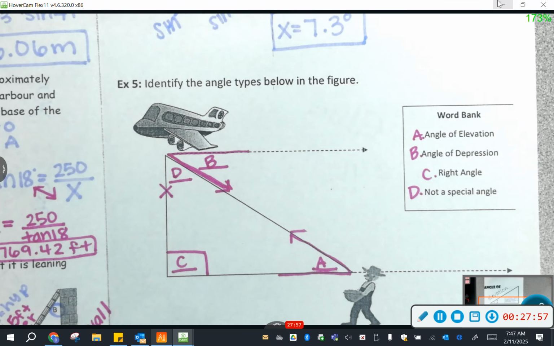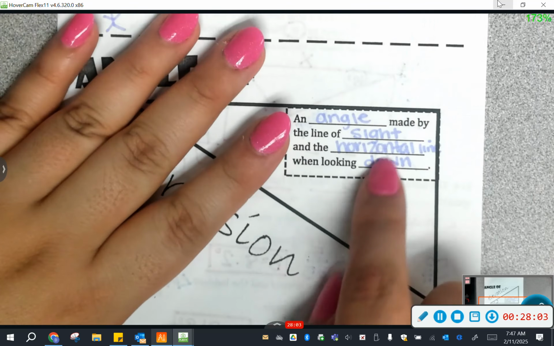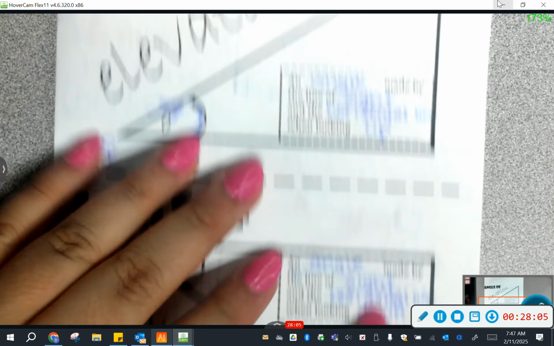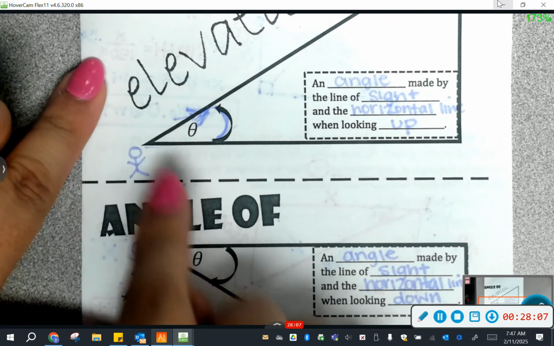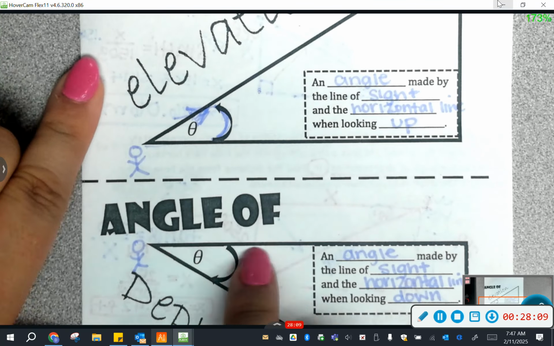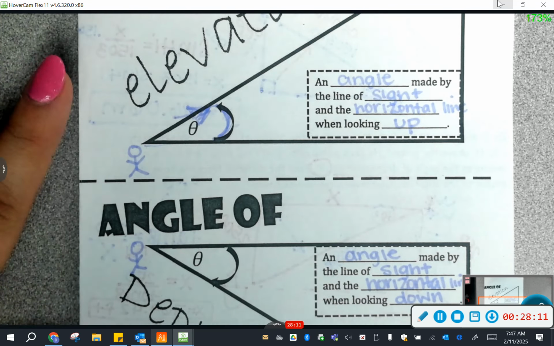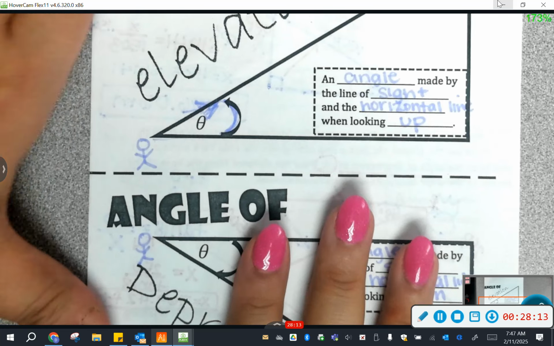Say it again. Why are we looking for a horizontal line? Because that's the definition of angle of elevation and angle of depression. What do both these definitions have? A horizontal line. So in order to do that, you have to have the horizontal line where the person is looking first and then looking up.